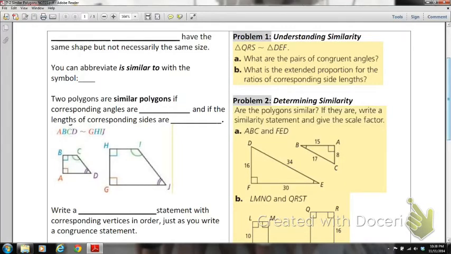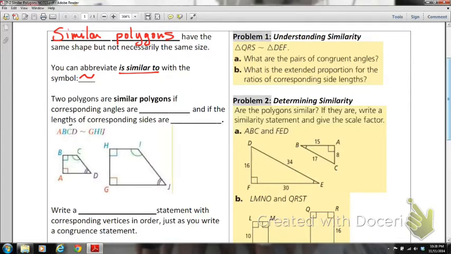This lesson is about similar polygons, and the objective is to identify and apply similar polygons. So the first definition is similar polygons. Similar polygons, you could also call them similar figures, have the same shape but not necessarily the same size. You can abbreviate the phrase "is similar to" with this symbol. It's a squiggly line, it's a tilde on your keyboard.